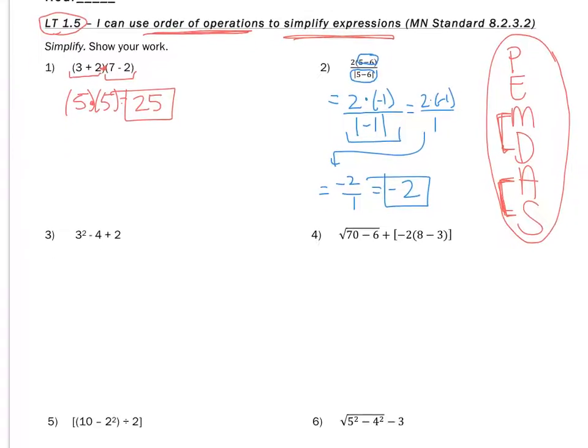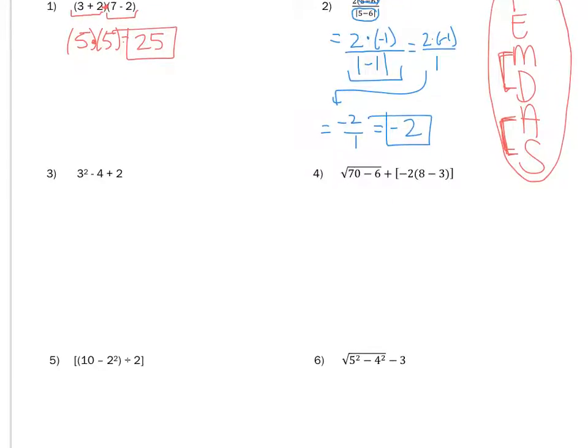Moving on to number 3. We don't have any parentheses, so let's focus on our exponents first. So we go 3 squared. Well, that's 9 minus 4 plus 2. And then we come up to the part where we have either addition or subtraction. You do whatever happens first from left to right. So I'm going to do 9 minus 4 first. 9 minus 4 is a positive 5. Plus 2, we end up getting 7 as our solution.